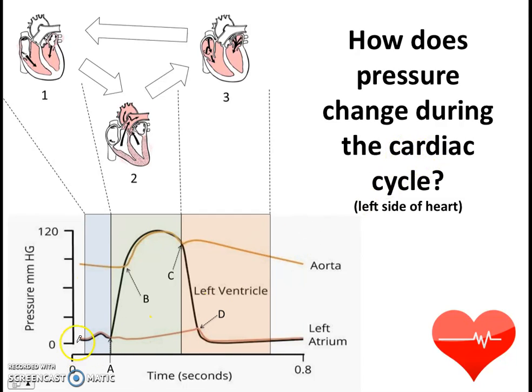One cardiac cycle, as in one cycle like this, usually takes about 0.8 seconds, or less than that. So what are the changes in pressure during one cardiac cycle?